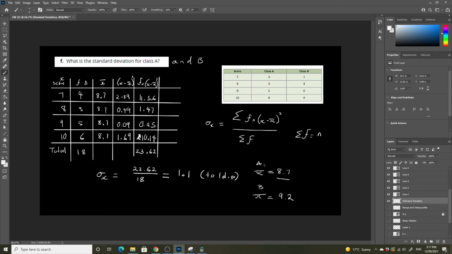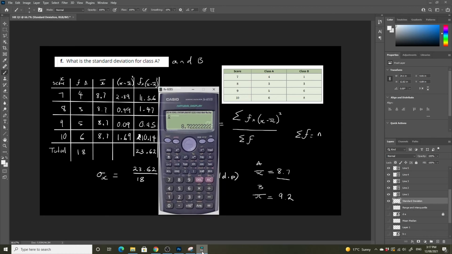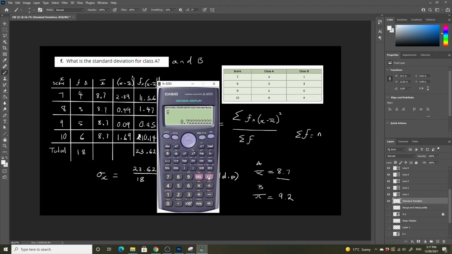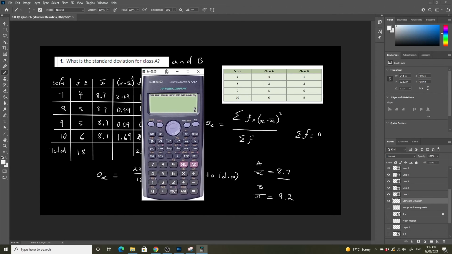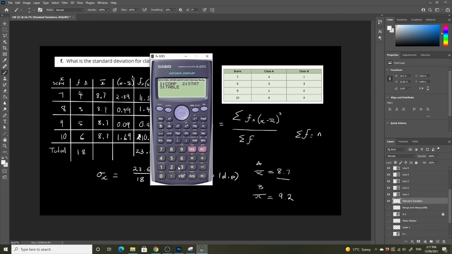So now we'll quickly do this on the calculator just to confirm our answer and to show you how to do it on that. So if we hit all clear, and then we go into mode, and we hit stat, and we hit single variable, which is 1. Here we have the opportunity to add in all data, so we go 7 equals 8 equals 9 equals and 10 equals, and then we put in our frequencies, which is 4, 3, 5, and 6.